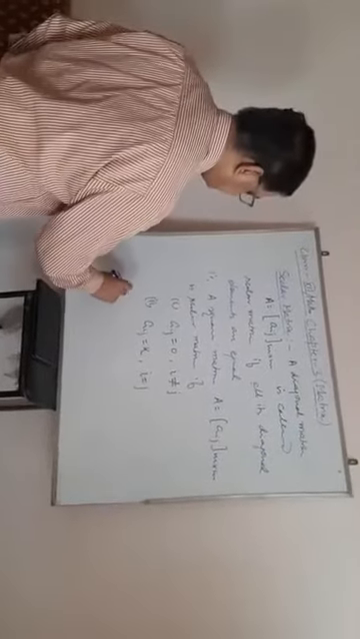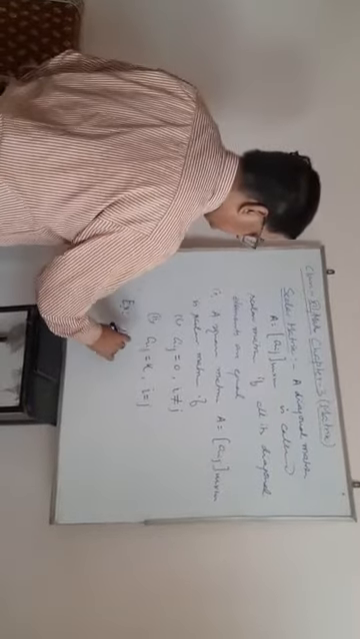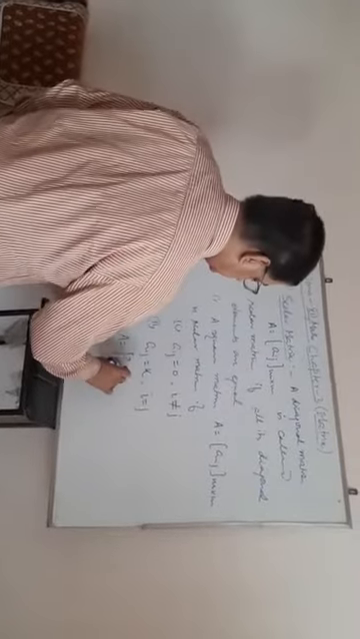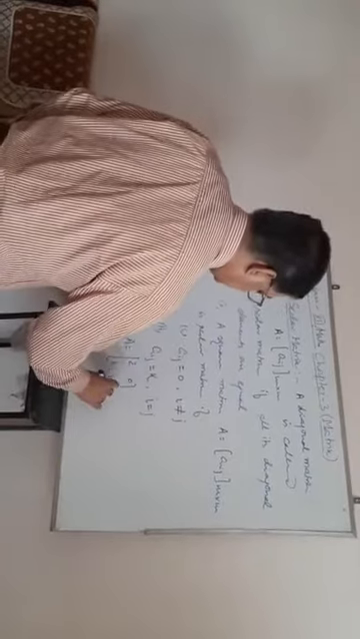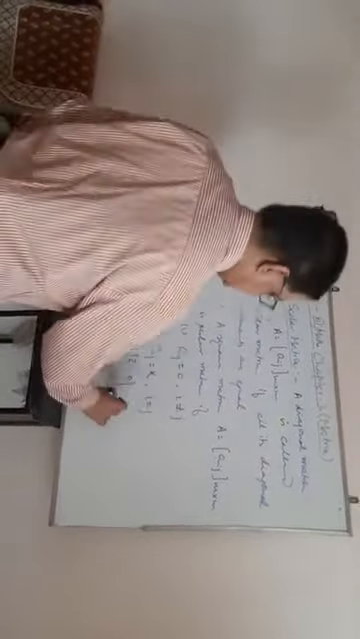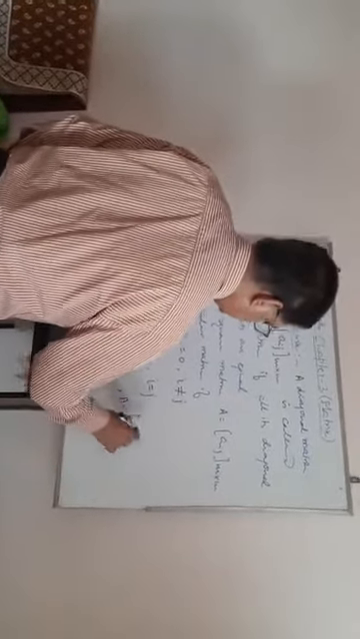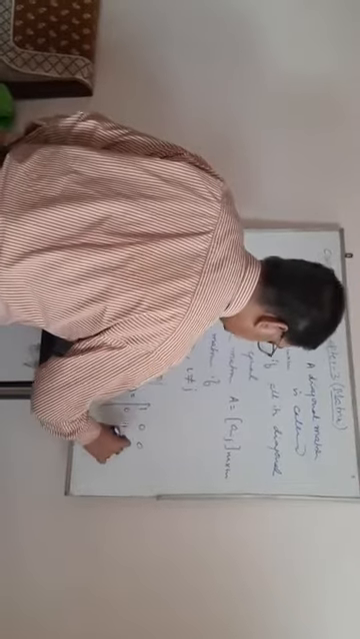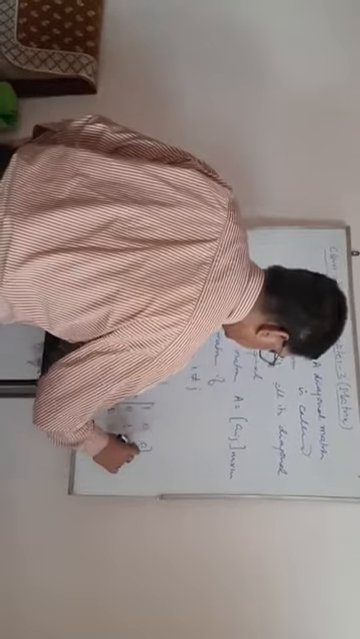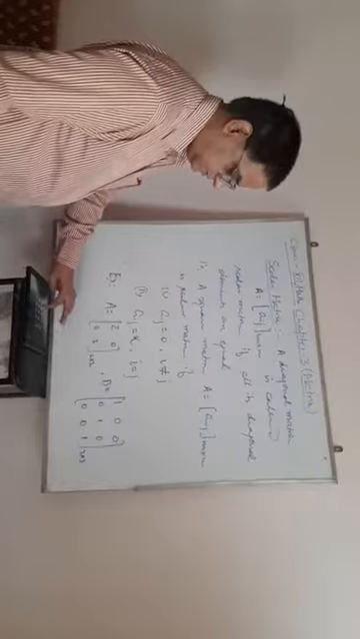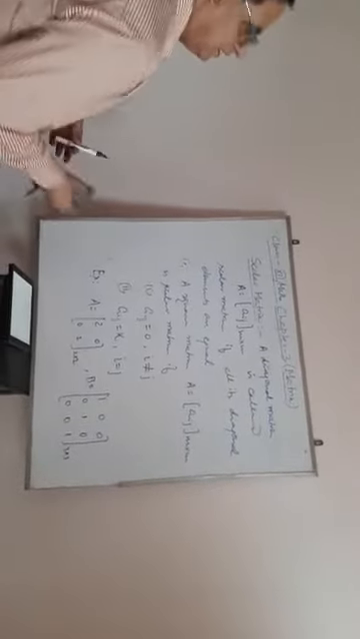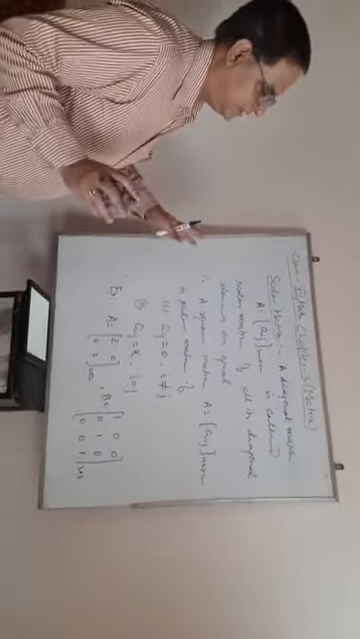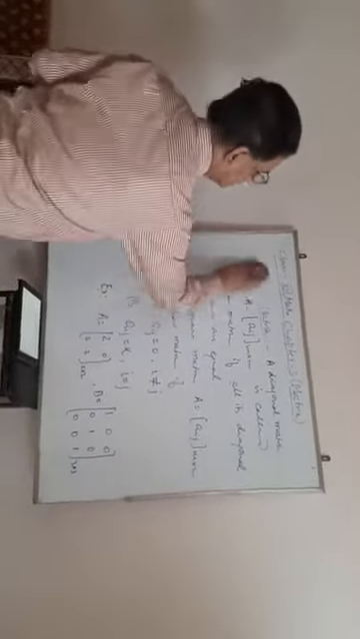For example, A is equal to 2, 0, and 0, 2 is a 2 cross 2 scalar matrix. Say, B is equal to 1, 0, 0, 0, 1, 0, 0, 0, 1 is a 3 cross 3 scalar matrix. So I think you all are very much clear about the scalar matrix. Now we come to a very important concept, that is identity matrix.